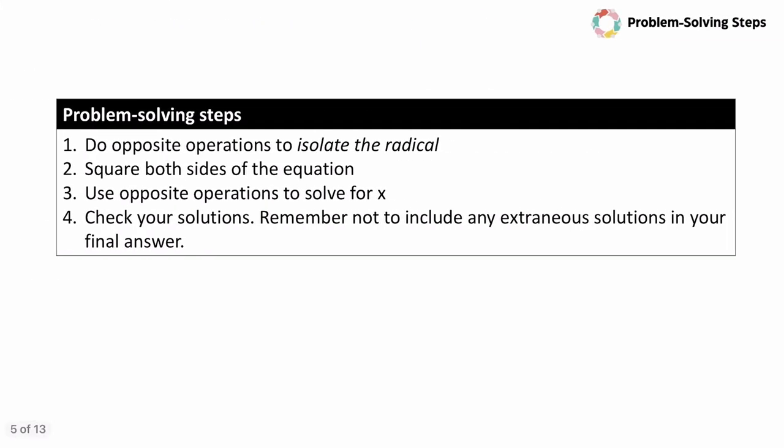Now let's get to our problem solving steps. You always start off doing opposite operations to isolate the radical. If the radical is already isolated, you can skip step 1. Then we're going to square both sides of the equation to undo the square root, and then you'll use opposite operations to solve for x. Remember to always check your solutions and not include any extraneous solutions in your final answer.